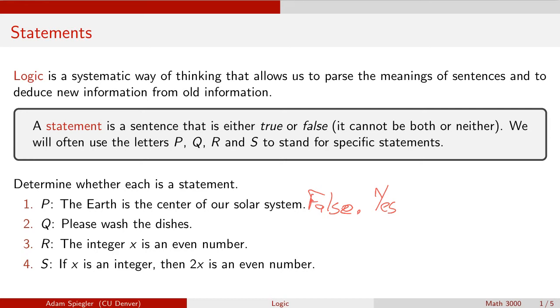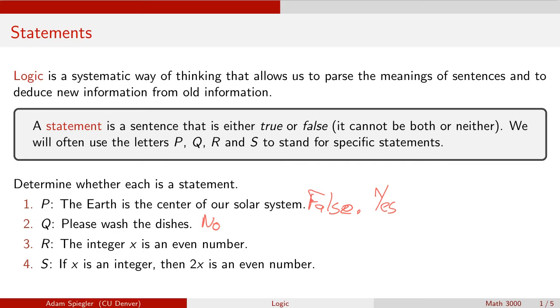Sentence 2 here says, please wash the dishes. This is a command. It's neither right nor wrong. This is neither true nor false. So this is not a statement in the logic sense. It's just a sentence that's commanding somebody to do something. So when we have a sentence which is a command, it's neither true nor false. Therefore, it is not a statement.